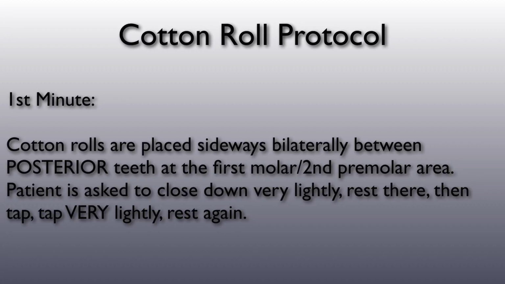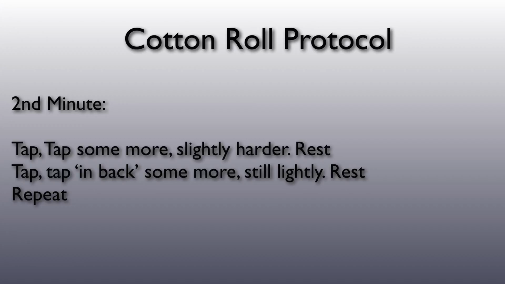In the first minute, the cotton rolls are placed sideways bilaterally between posterior teeth at the first molar, second premolar area. The patient is asked to close down very lightly, rest there, then tap very lightly and rest again. Nothing more than that. In the second minute, the instructions are to tap some more, slightly harder, then rest, and then tap in back some more, still very lightly, and then rest, and repeat that process throughout that minute.